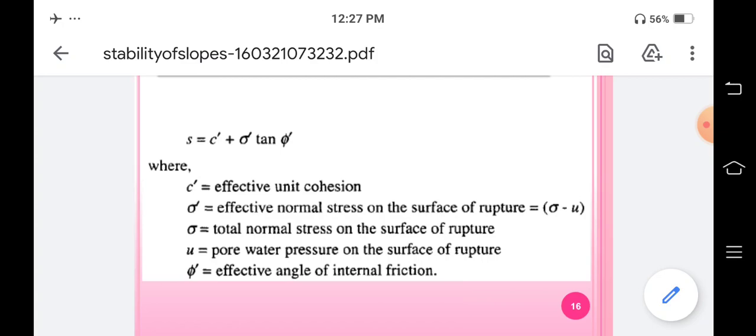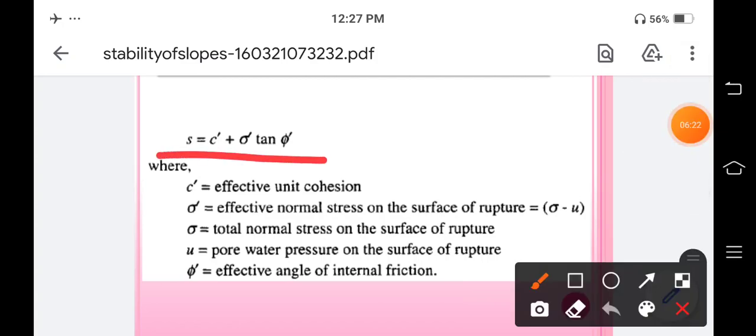So this is the formula when we are considering the pore water pressure. If we are not considering the pore water pressure, our formula will be S equal to C plus sigma tan of phi only. And if we are considering the pore water pressure, the formula in terms of effective stress will be S equal to C dash plus sigma dash tan of phi dash.